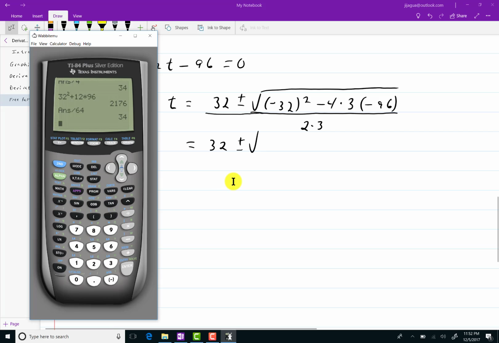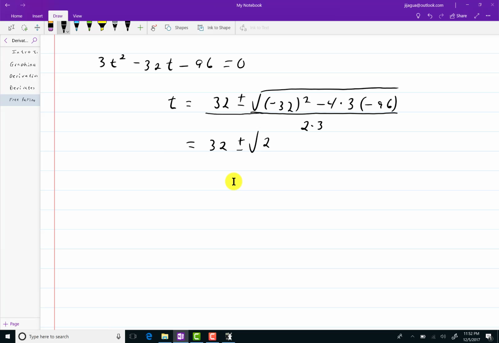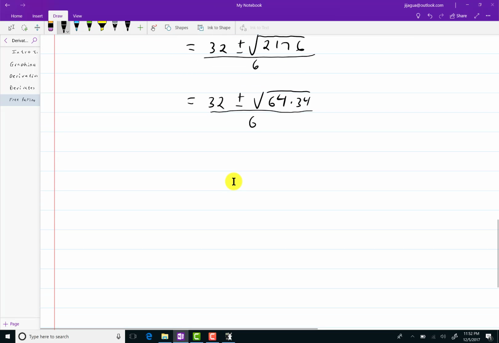At 34. So this is 32 plus and minus the square root of 2176, all of that over 6. Now, as I just mentioned, 64 goes into that number. 64 times 34, all over 6. And this equals 32 plus and minus 8 radical 34 over 6. Now, you have 2 answers here.